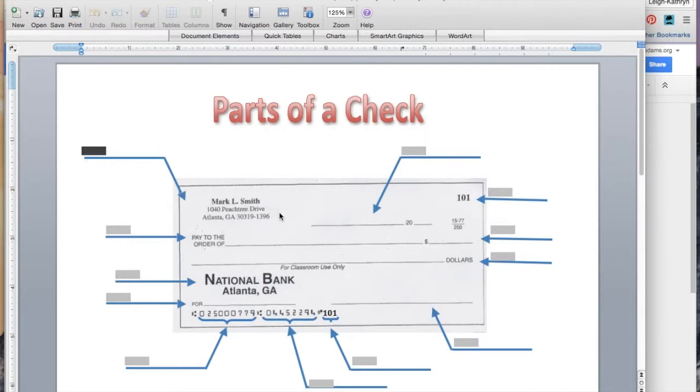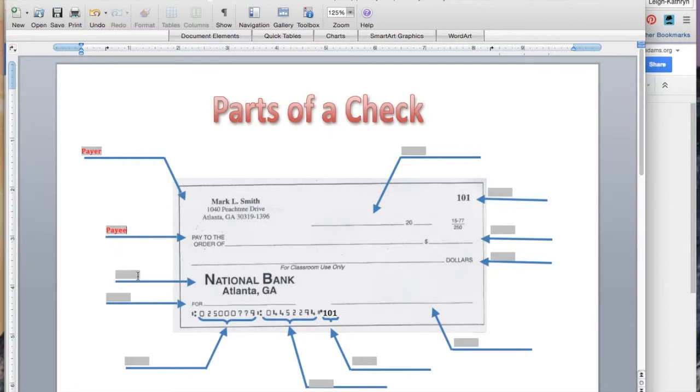So this first cell is pointing to this right here. We're going to label this as the payer. It's the person who owns the checking account that the check is being written against, who is doing the paying. It's the payer. Pay to the order of. So this person is going to be paying this person. If this person is called the payer, what do you think we're going to call this person? This person is the payee.